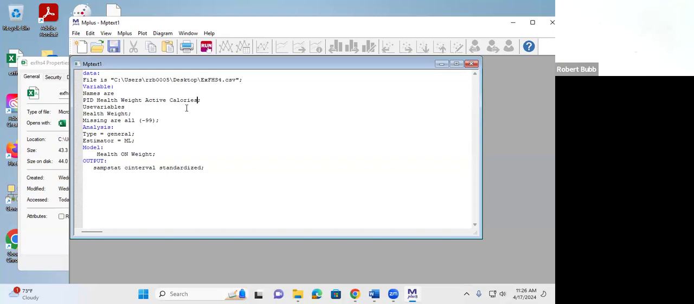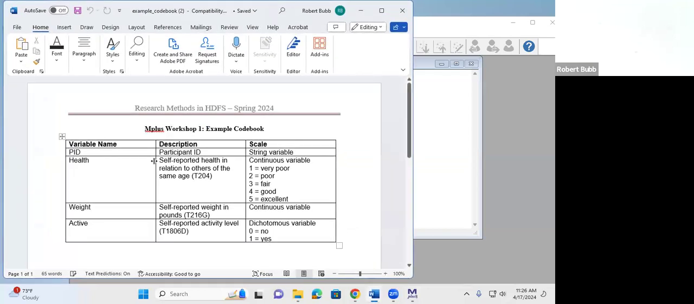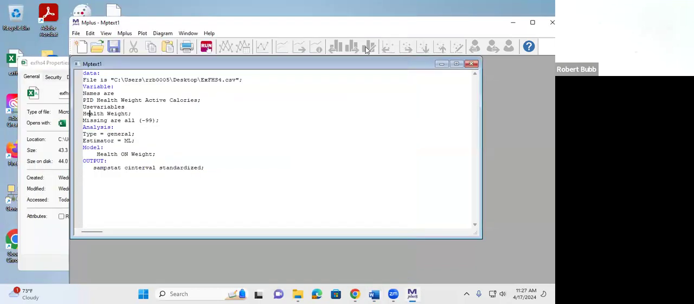Now notice that the variables that we're going to use for this first analysis are just going to be health and weight. So remember, health was self-reported health on a 5-point scale. Again, if you look at our code book, self-reported health where 1 is very poor, 5 is excellent, so higher values is better health. We identified our missing values as -99. If you used a different number other than -99, you would put it there in parentheses.